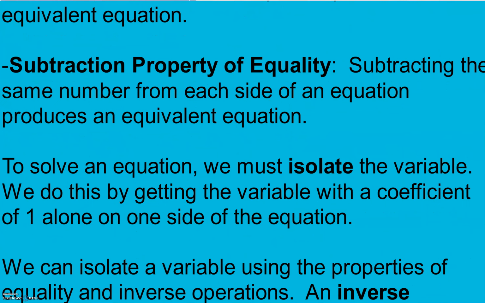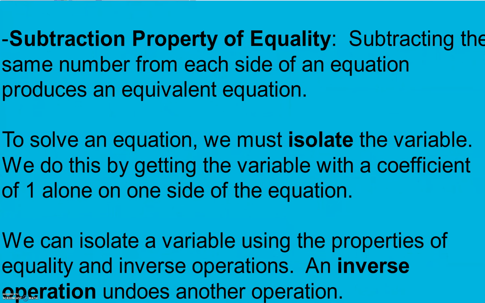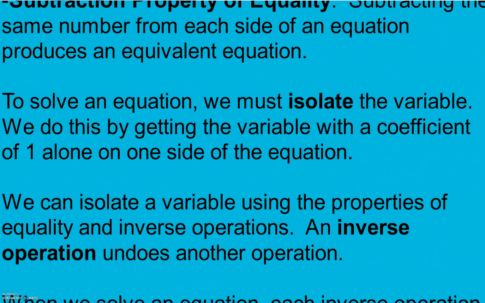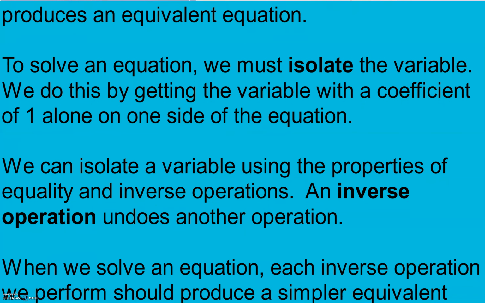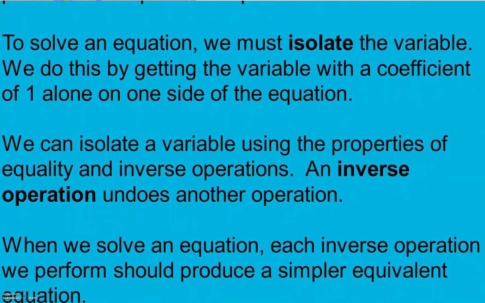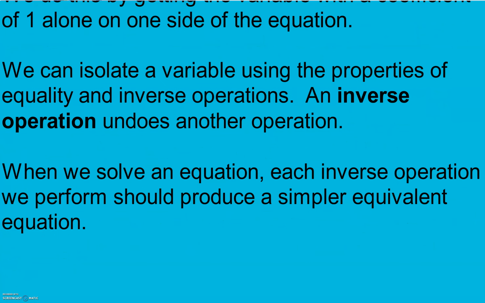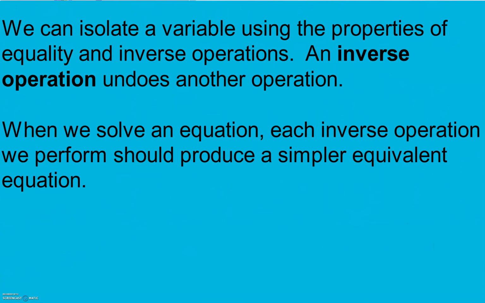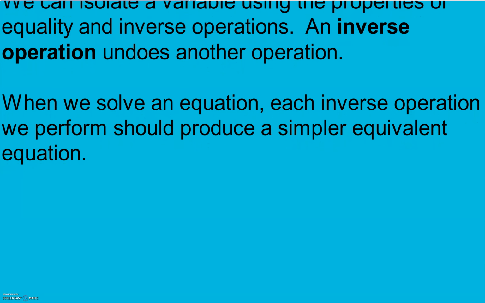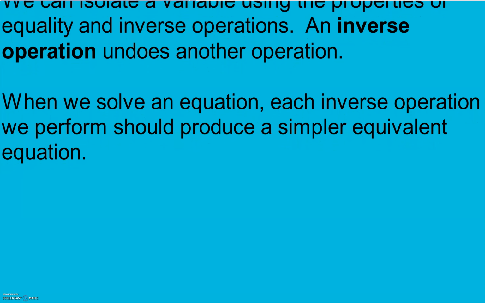We do this by getting the variable with a coefficient of 1 alone on one side of the equation. We can isolate a variable using the properties of equality and inverse operations. An inverse operation undoes another operation. When we solve an equation, each inverse operation we perform should produce a simpler equivalent equation. So our goal here is to get simpler and simpler equivalent equations until finally we get something like x equals 7, for example.